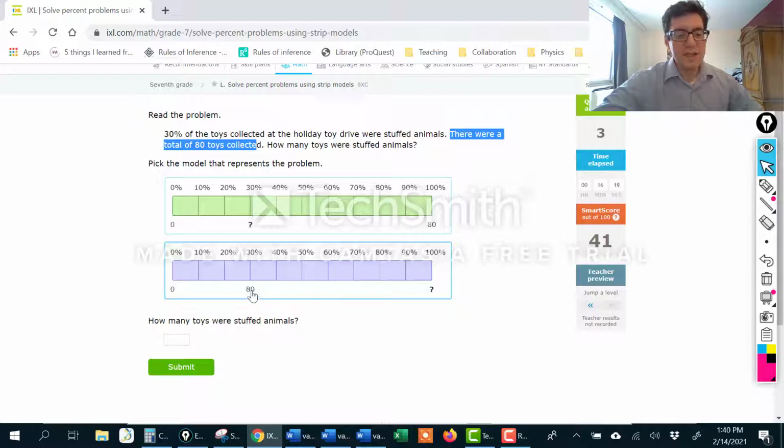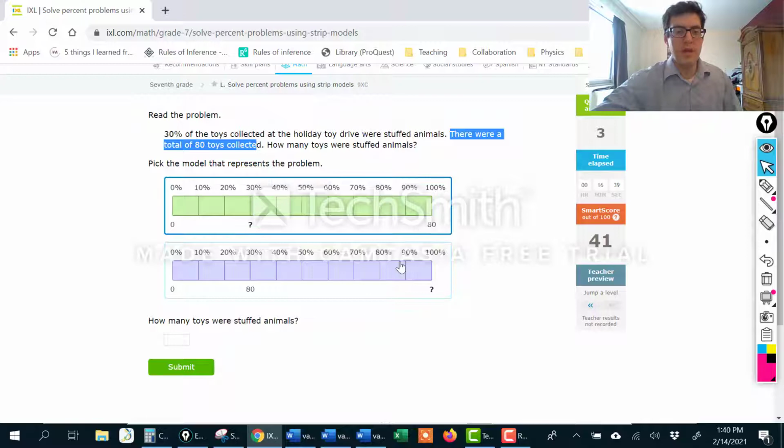So 80 is not the number of stuffed animals, okay? 30% of all the toys collected were stuffed animals. 80 should not correspond to 30%, which is only the stuffed animals. 80 is not the number of stuffed animals that were collected. 80 is all the toys that were collected. So 80 should correspond to 100%, like in this model here. And what we're trying to figure out is how many of those 80 toys were stuffed animals.